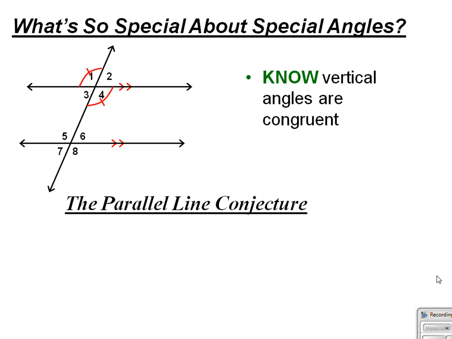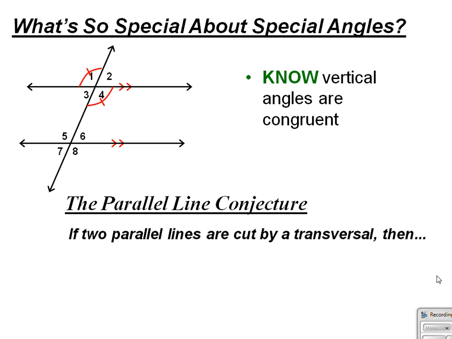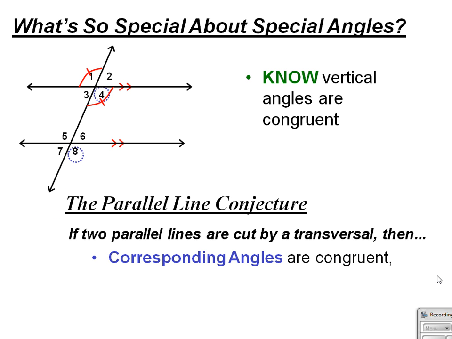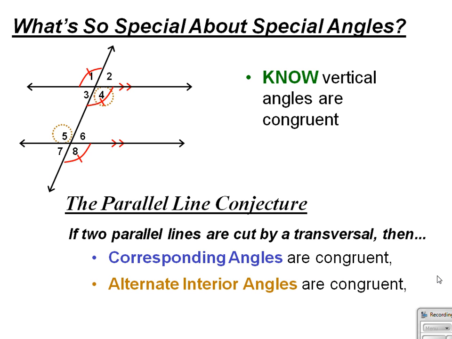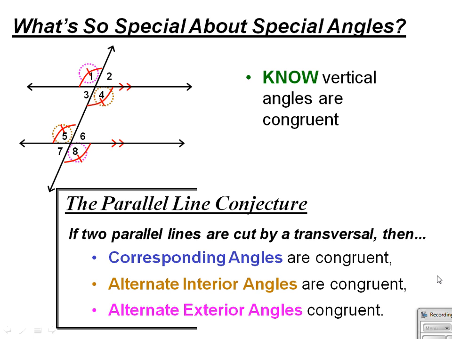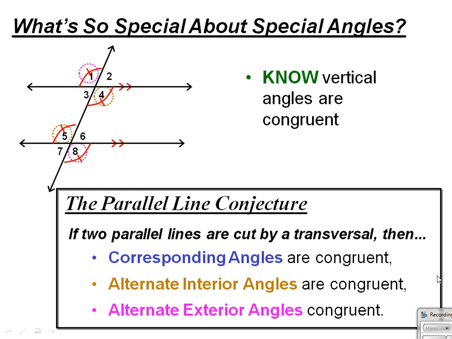But there's also a parallel line conjecture that says if two parallel lines are cut by a transversal, then their corresponding angles are congruent. So, since angle 4 and angle 8 are corresponding angles, those two angles are congruent to each other. In addition, alternate interior angles are congruent. Angle 4 and angle 5 are alternate interior angles. Therefore, those angles are also congruent. And alternate exterior angles are also congruent. So angle 1 and angle 8 are alternate exterior angles.